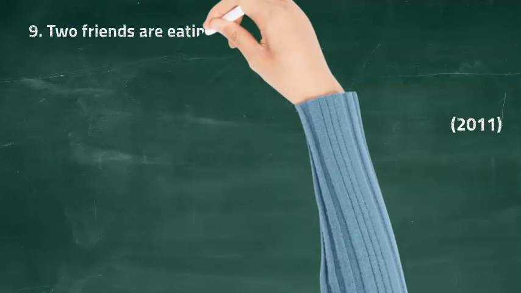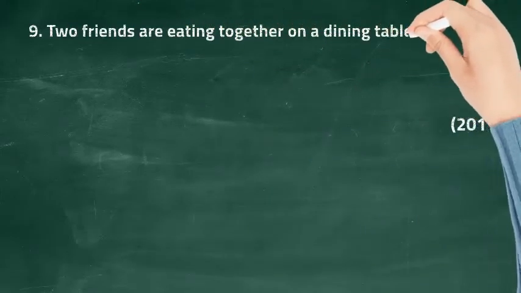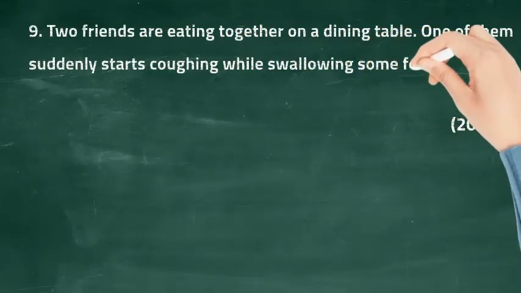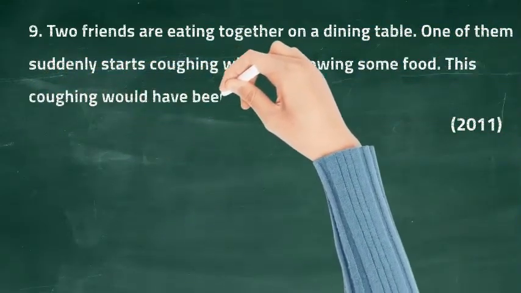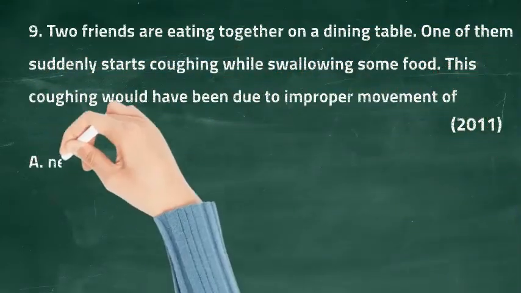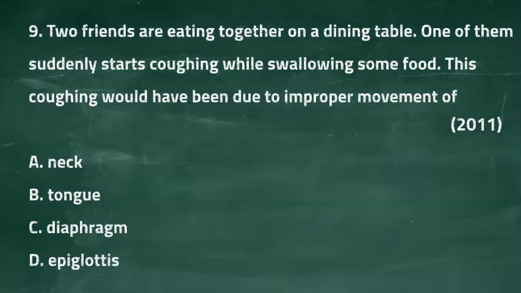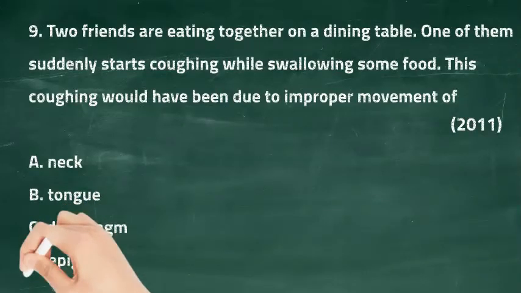Question 9. Two friends are eating together on a dining table. One of them suddenly starts coughing while swallowing some food. This coughing would have been due to improper movement of option A, neck, option B, tongue, option C, diaphragm, and option D, epiglottis. The right answer is option D, epiglottis.